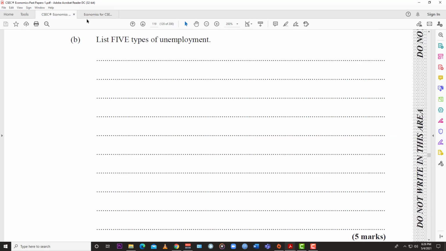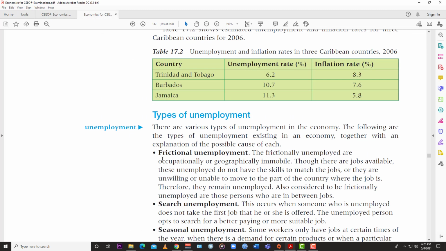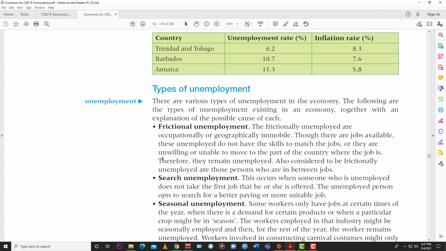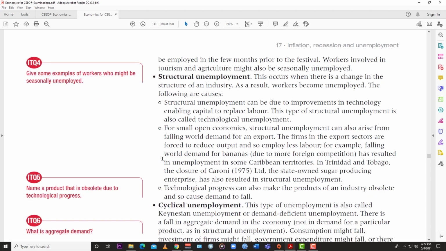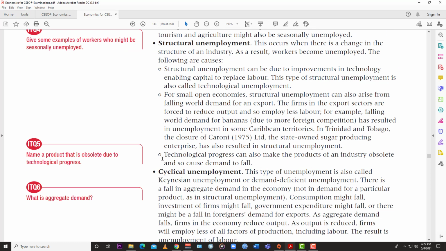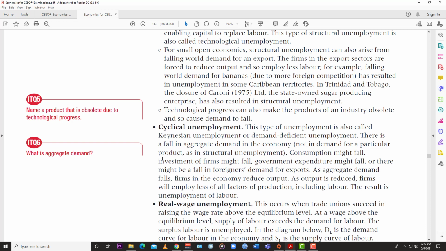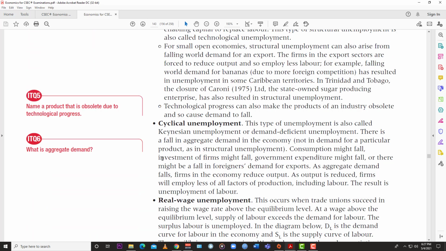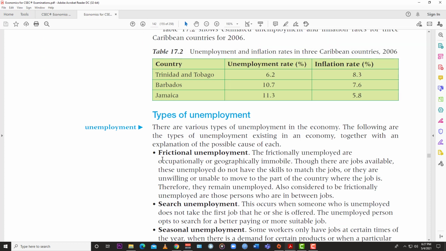So they ask for 5 types, and we'll give you 5 types. 1, frictional unemployment. 2, search unemployment. 3, seasonal unemployment. 4, structural unemployment. 5, cyclical unemployment. And we have an extra bonus, real wage unemployment. So those are the 5 types of unemployment that you can find in your textbook.